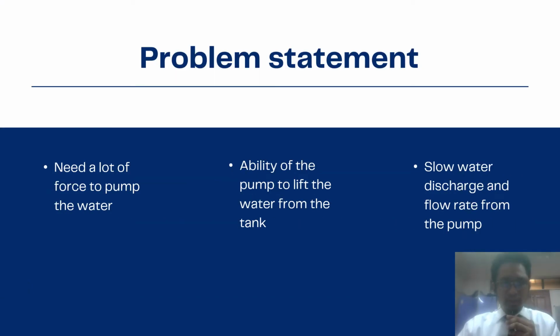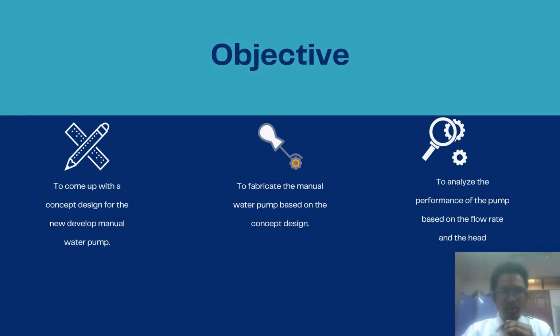Next is the problem statement. The current manual water pump requires a lot of force to pump the water because it does not use a suitable mechanism designed to pump the water. Next, many manual water pumps do not have the capability to pump the water at a very high pace due to low vacuum pressure inside the cylinder pump. And lastly, most of the manual water pumps produce low water discharge and flow rate due to the lack of efficiency of the pump.